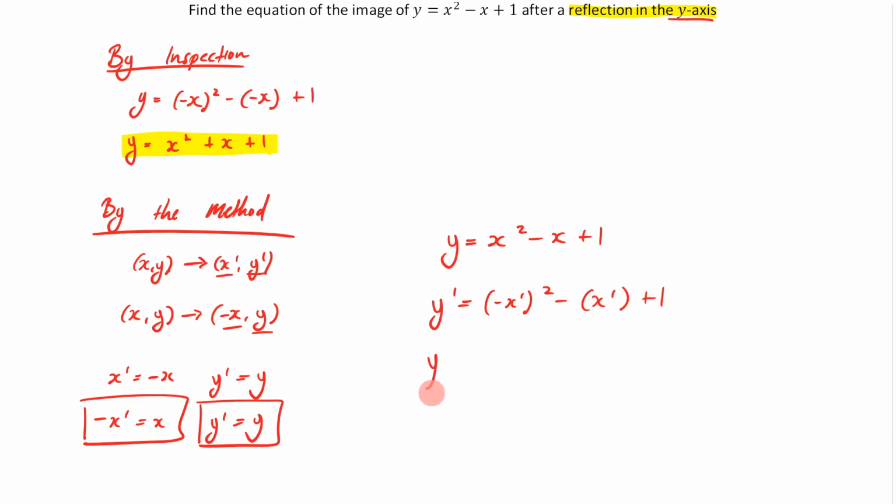All right, last thing is I'm going to get rid of the dashes. Negative x squared is just x squared. Now this was negative x, so this is going to become plus x plus 1. And just like that, I've gotten my answer. So let's highlight it. As you can see, this is the same as this. Perfect. Hopefully you found this useful and you're able to do it both by inspection and by the method.